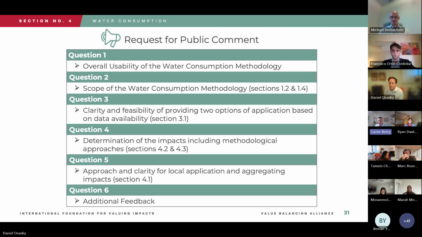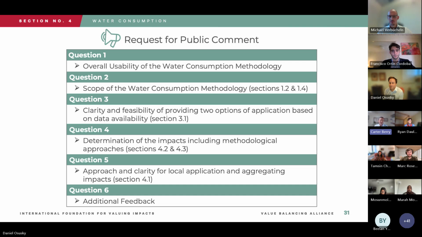The third question is asking about this issue of two options. So this idea that we're having a preferred option and a minimum option based on balancing this reality of data availability and local context. Question 4 is asking for feedback on some of the details around the methodological approaches. We didn't overly highlight that here, but the idea of how we got to those value factors in the first place.